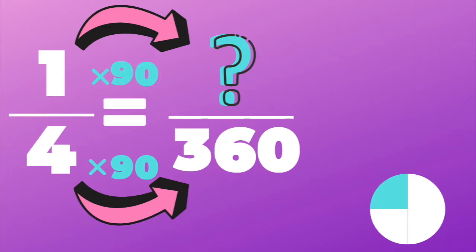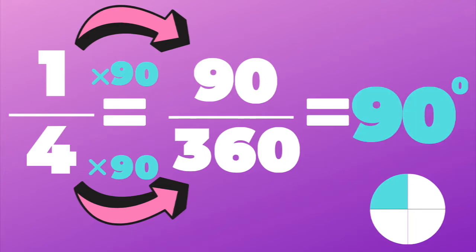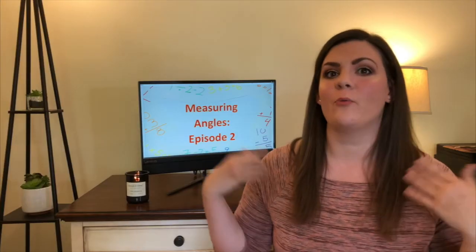Awesome. So to figure out the missing numerator, we would take 1, multiply it by 90, and that would give us a new numerator of 90. An angle that is 90 over 360ths of a circle means it has a measurement of 90 degrees. Awesome. Let's look at 1/2 of a circle.